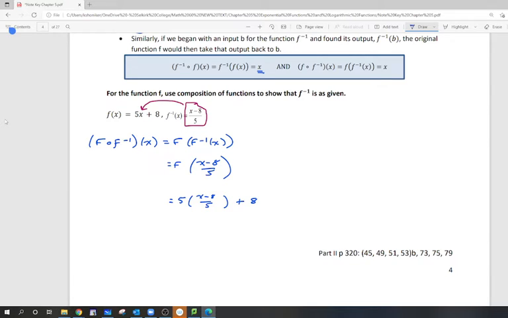That's the first part. The second part is that we're now going to simplify this. So 5 divided by 5 is 1. So I'm left with x minus 8 plus 8, which gives me x. Yay! And now I have to do the other side of it.